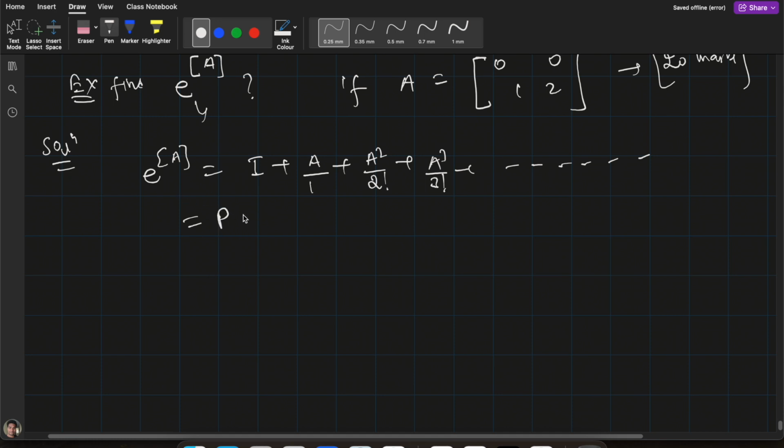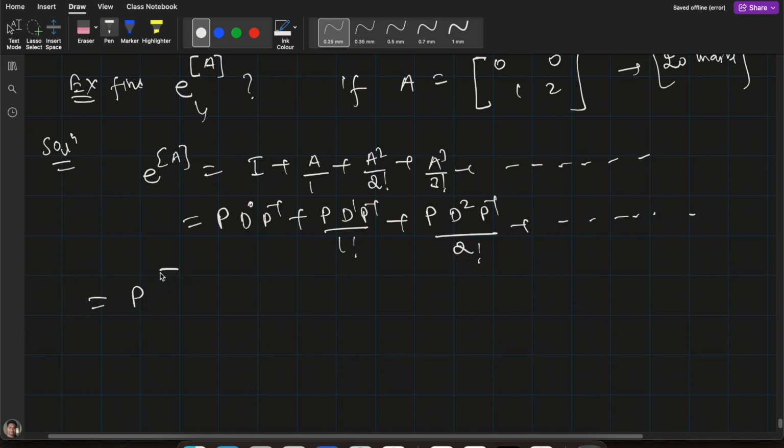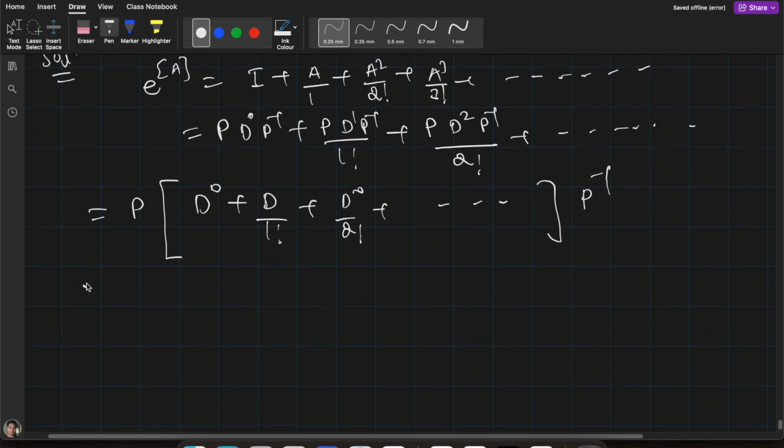I have to write P D raised to the power 0 P inverse plus P D raised to the power 1 P inverse by 1 factorial plus P D square P inverse divided by 2 factorial plus, right? Now write it like this: D0 plus D by 1 factorial, D square by 2 factorial, dot dot dot, P inverse. Can I write it or not? And what is D raised to the power 0? 1 0 0 1.